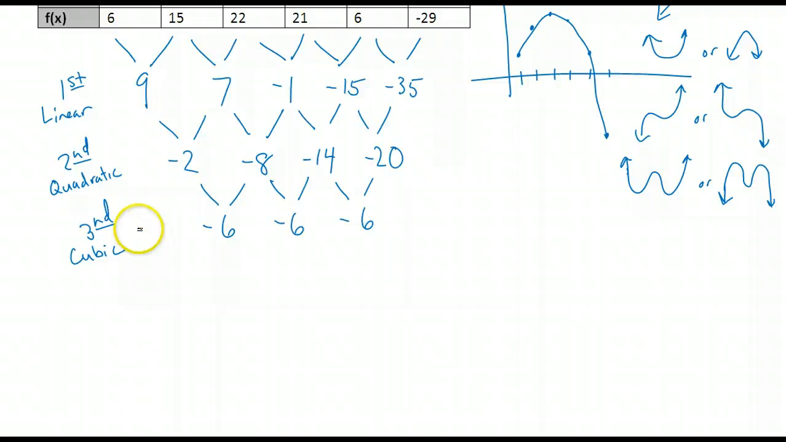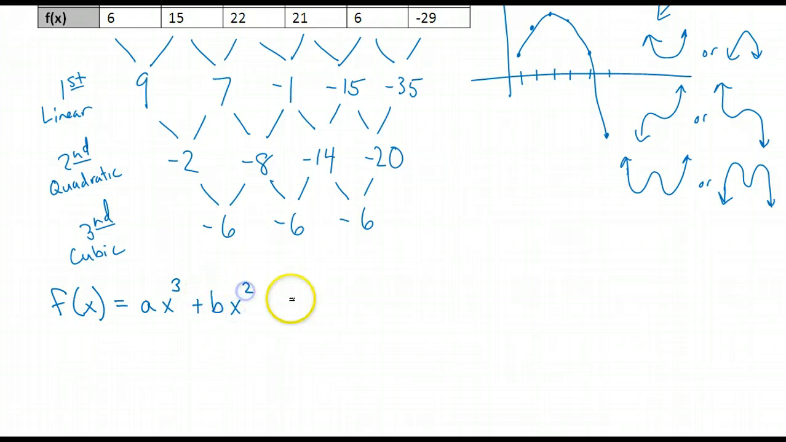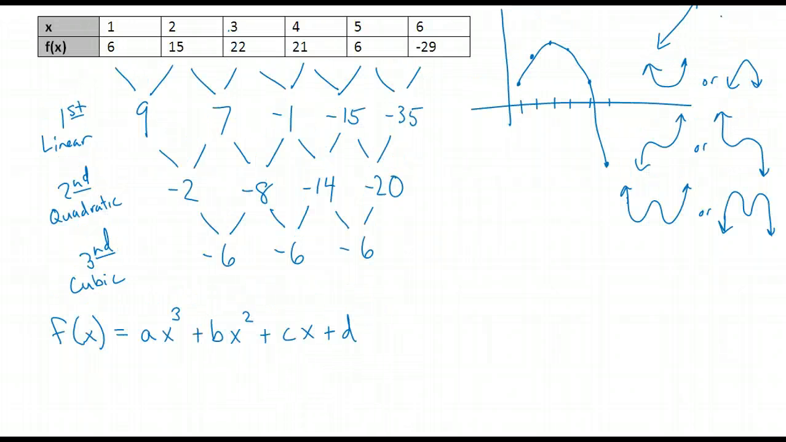Next step. Now that I know that I'm working with a cubic polynomial, I need to write the formula for a cubic polynomial in standard form. F of x equals a number times x cubed plus a number times x squared plus a number times x plus a constant. So ultimately, I want my equation to look like this. And I need to figure out my a and my b and my c and my d. To figure out those numbers, I'm going to plug in some values that I already know.